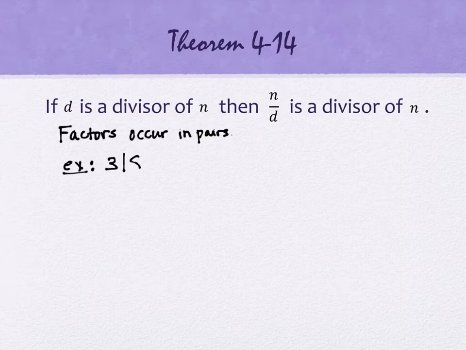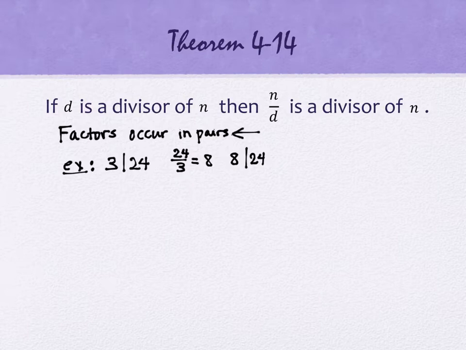3 divides 24, right? Yeah, it does. 3 divides 24. What is 24 divided by 3? 8. Well, that means that 8 also then divides 24. That's what this theorem literally says: whatever you get when you do the division is also a divisor.